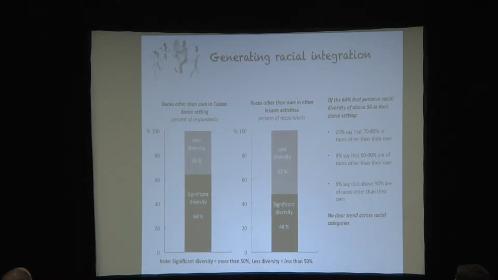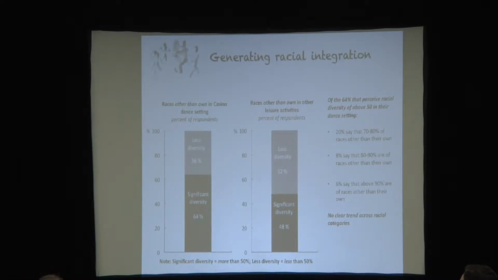In terms of generating racial integration, in this part of the survey, the respondents were asked to gauge how much racial integration they perceive in their dance setting. So what percentage of individuals are of races other than your own in your dance setting compared to leisure activities? And I'm defining significant diversity as people who say that more than half of individuals are of races other than their own in their dance setting or in their other leisure activities.